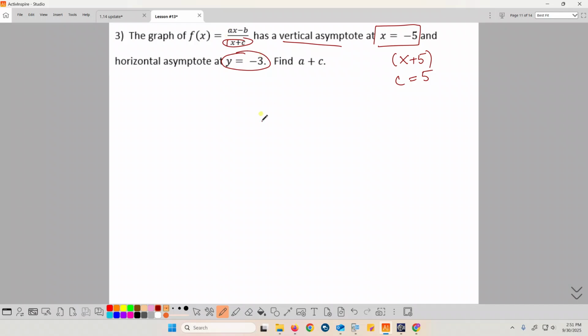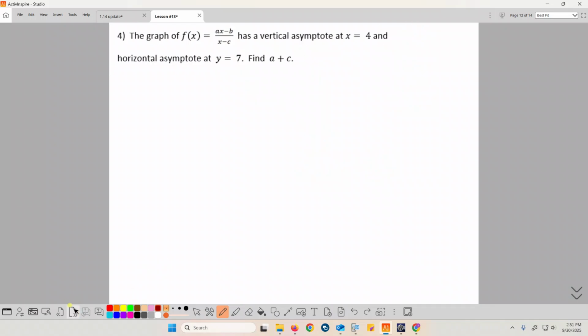Now I see a 1 here in the front, so that means this a value has to be -3, because -3 over 1 has to give us negative 3. Okay, so that means that a is negative 3. So the question is, find a plus c. So a is negative 3, and c is 5, and negative 3 plus 5 has to be 2. Okay, all right, so that's good. Hey, that could even be a little SAT prep.